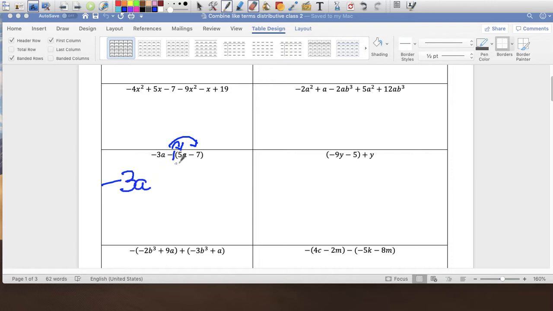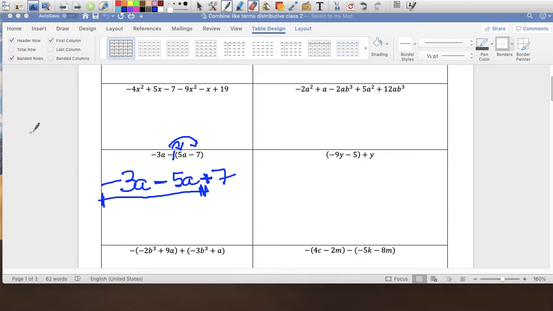And then remember I said in class, I want you to think of this 1 as a negative 1. Okay, so negative 1 times a positive 5 is going to be negative 5a. Negative 1 times a negative 7 is going to give you positive 7. I can now combine these two. Oops, I went too far.